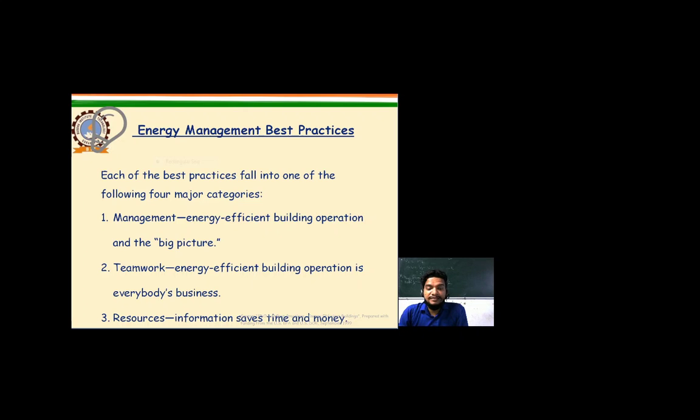First category is management. So why is management the first category? Because energy efficient building operation and the big picture would be on the behalf of management. Next one is teamwork, because you have to establish such a type of system which would also be energy efficient. And if we are interested to install an energy efficient building, then the operation should be there in such a way that the energy efficient operation as well as energy efficient teamwork should be there to establish a green building.